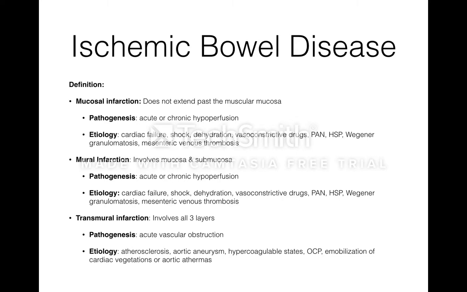So ischemic damage to the bowel ranges from mucosal infarction to transmural infarction. Mucosal infarction does not extend past the muscularis mucosa. This is typically due to acute or chronic hypoperfusion of the bowel, as seen in cardiac failure, shock, dehydration, use of vasoconstrictive drugs, and the various vasculitides, including PAN, Henoch-Schönlein purpura, Wegener's granulomatosis, or it can also be seen with mesenteric venous thrombosis.